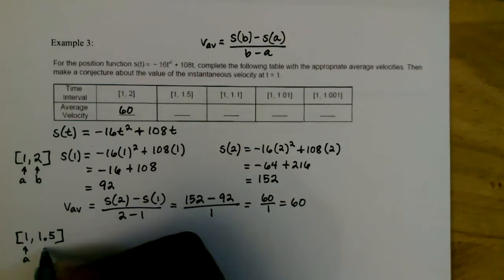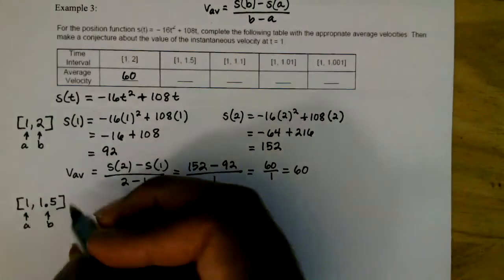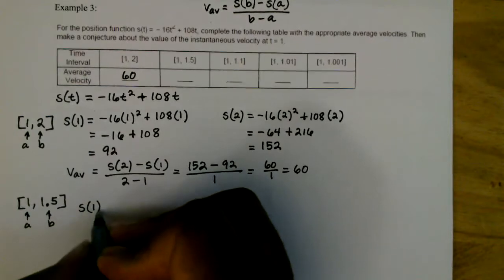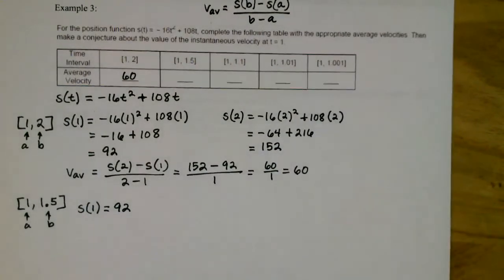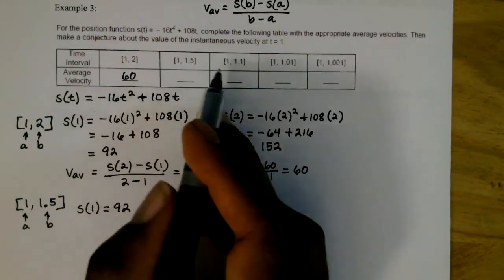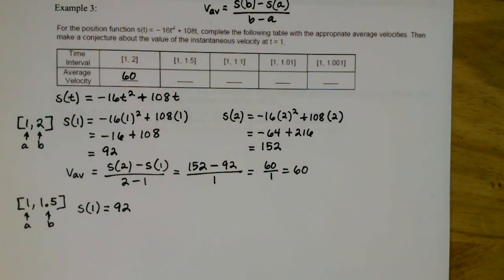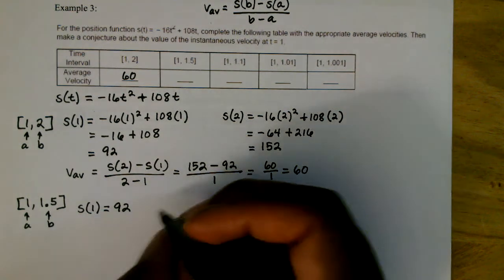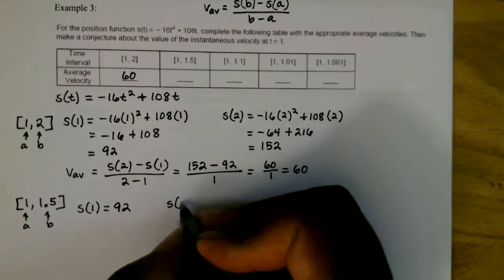So again, A is going to be 1, but this time B will be 1.5. Well, I already know what S of 1 is. That's going to be, of course, 92. And if you look at that table, you'll see that the first number in that interval is 1. So I already know what S of 1 is. At 1, that'll be 92. Now, we just have to find the second endpoint, S of 1.5.